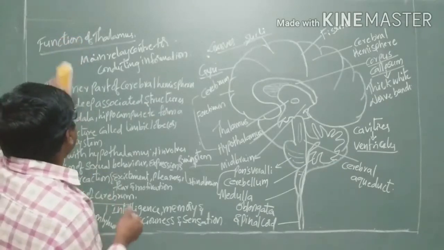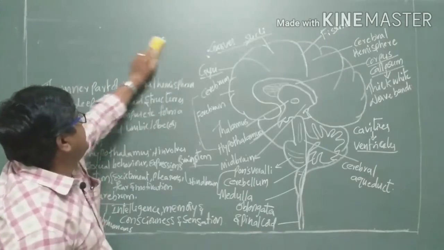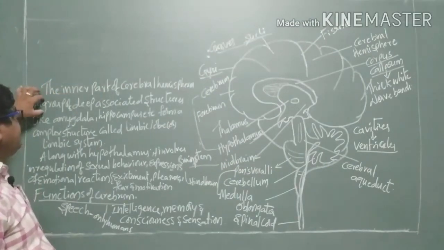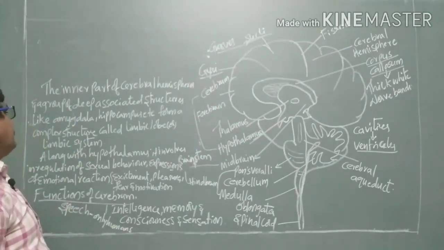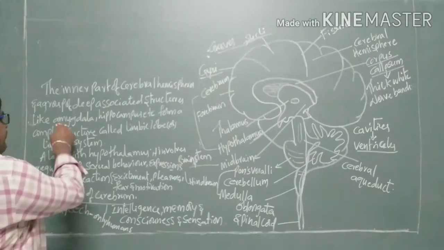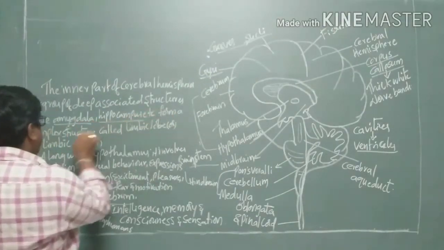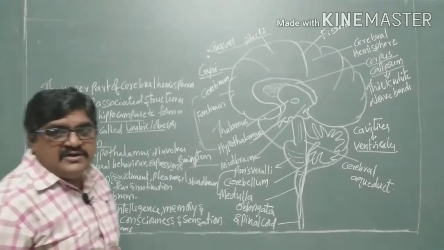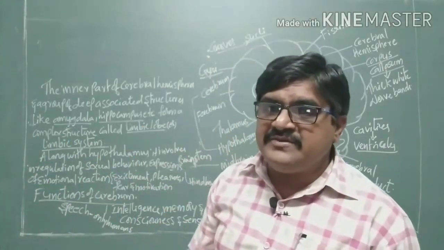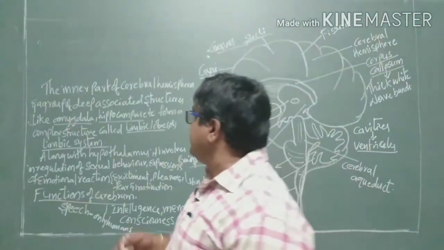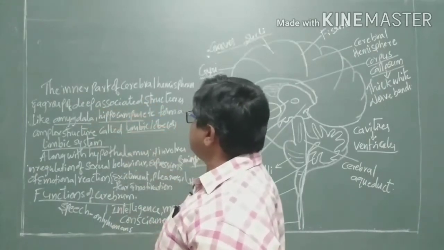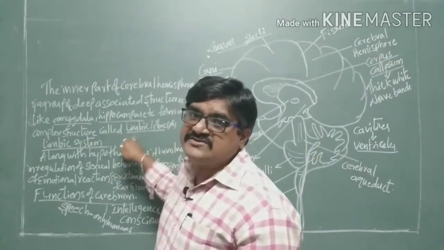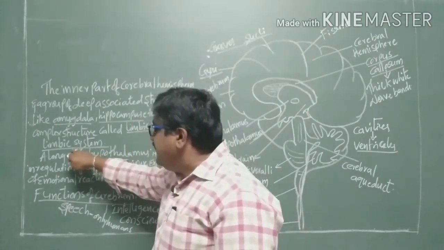And along with the thalamus, the inner part of the cerebral hemispheres consists of a group of deep associated structures like the amygdala and hippocampus, forming a complex structure called the limbic lobe, or otherwise we can call it the limbic system.